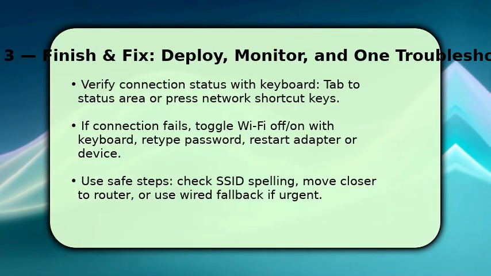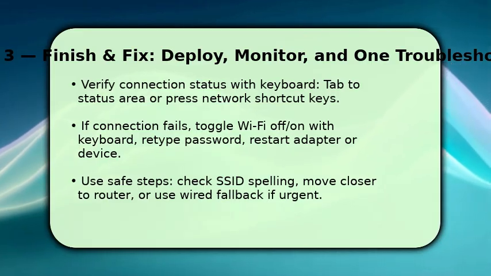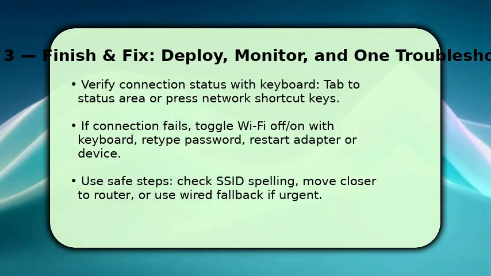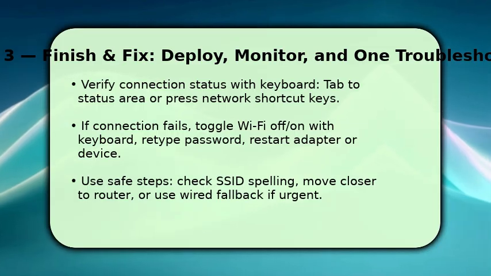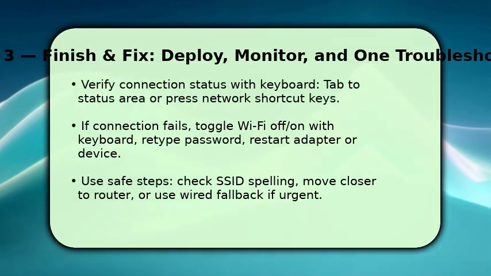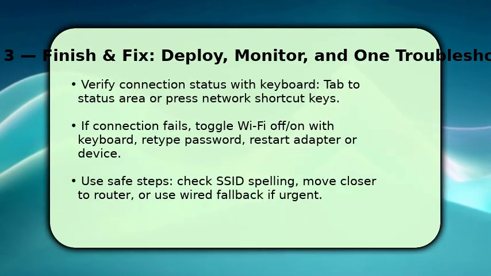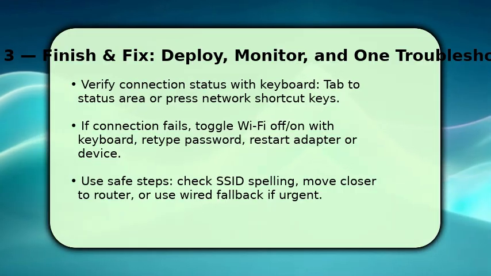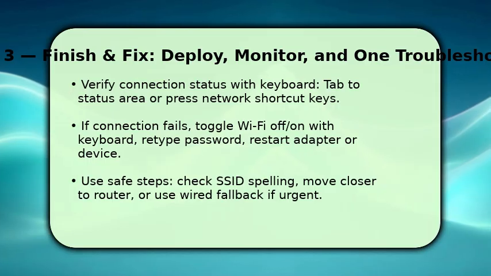If it fails, toggle Wi-Fi off and on using keyboard shortcuts or the settings toggle, then retype the password and press enter. You should also restart the network adapter or the computer if needed. One key troubleshooting tip: verify SSID spelling and proximity to the router before deeper fixes. Many failures are simple range or typo issues, so try those first.